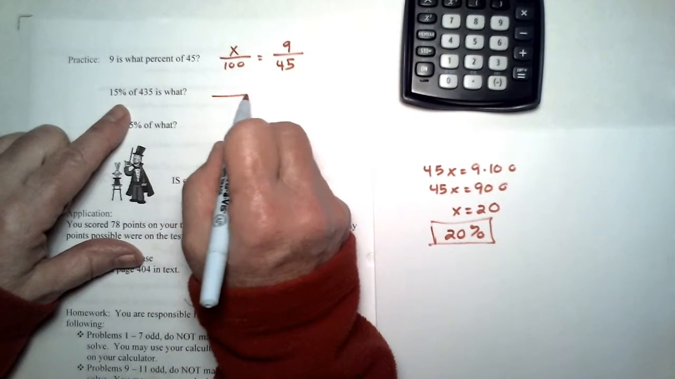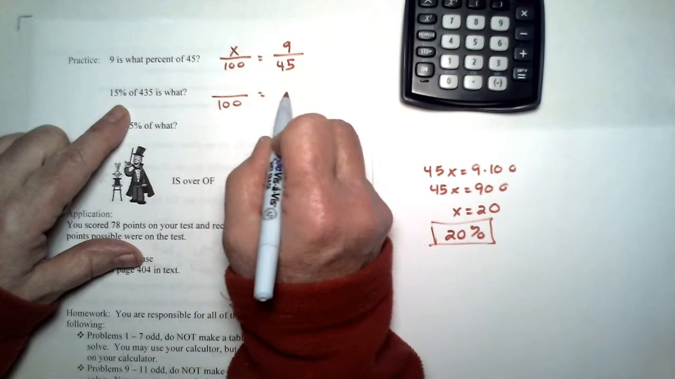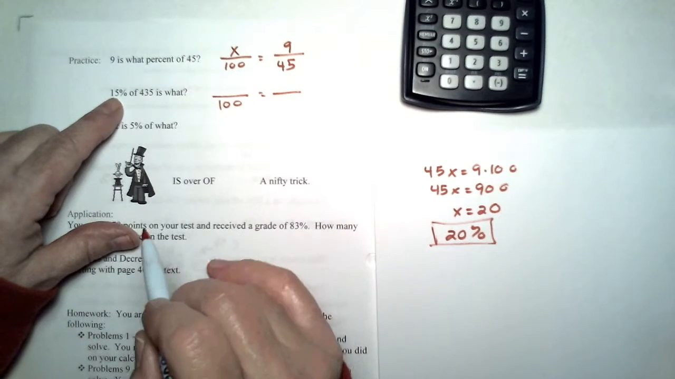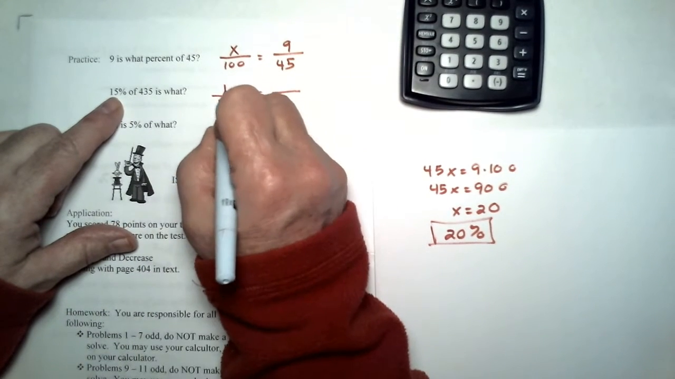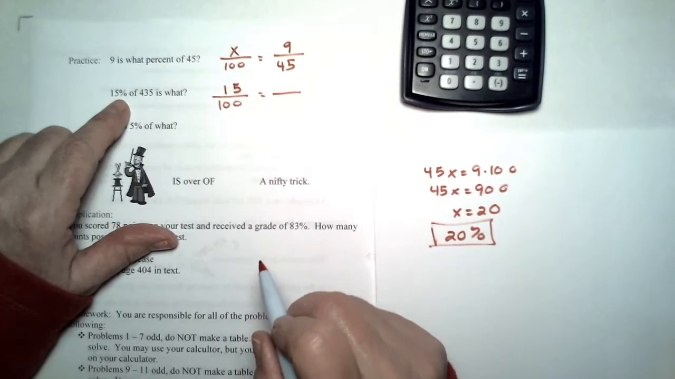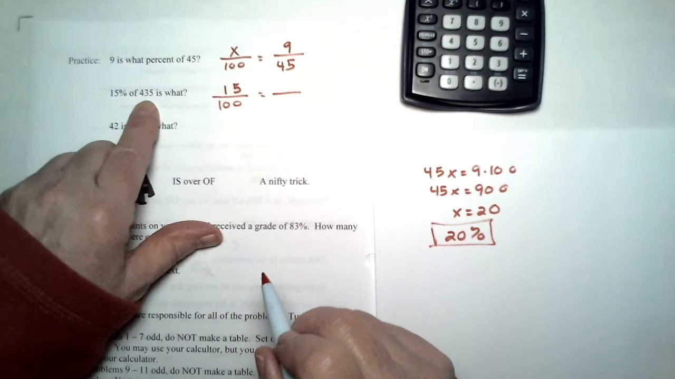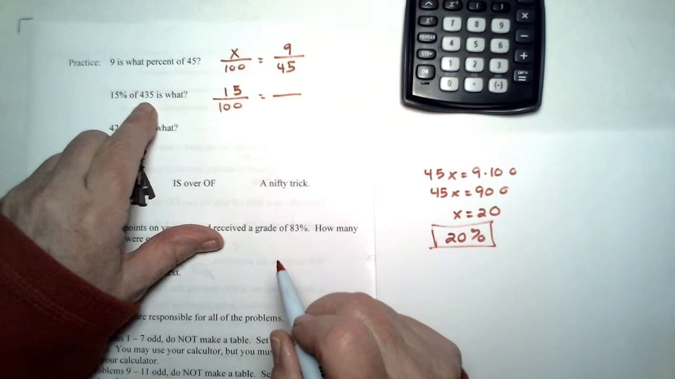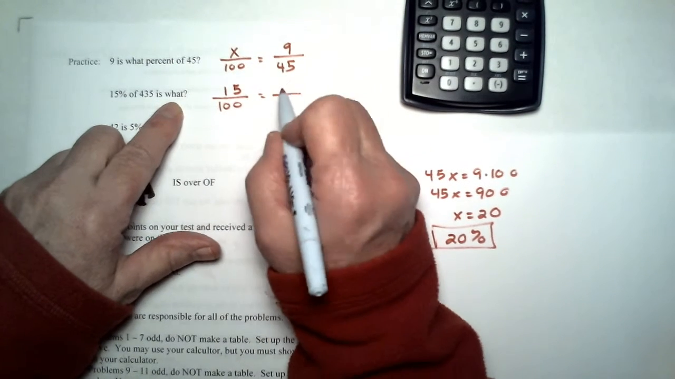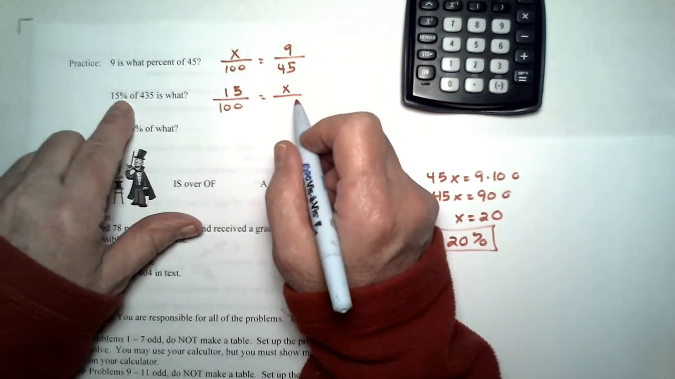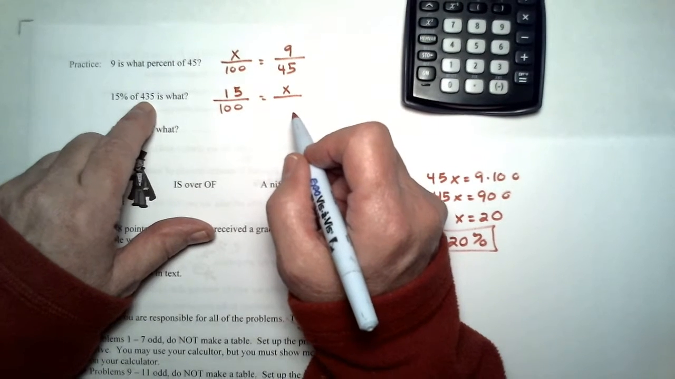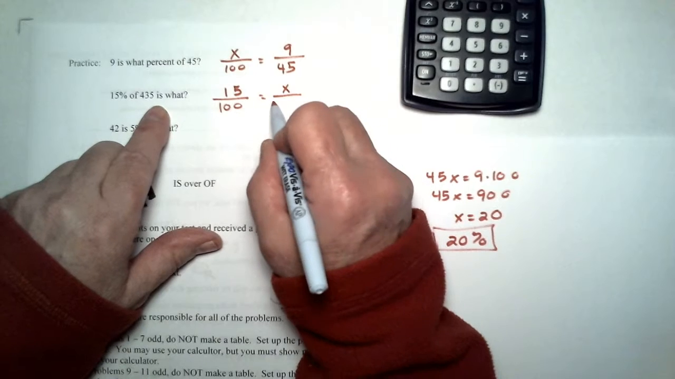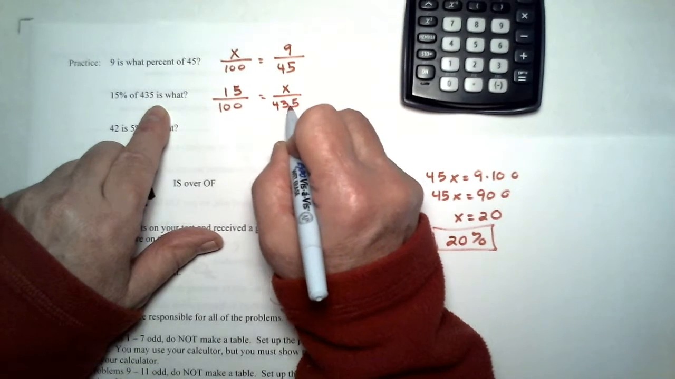Again, we're going to set it up. Something over 100 is going to be equal to some part over a base. Well, this time I know the percent, so I'm going to put 15 in here. 15% of something is what? This is my base, this is the part, and I don't know that. I want to know what part of 435 is 15%. So my 435 goes down here.